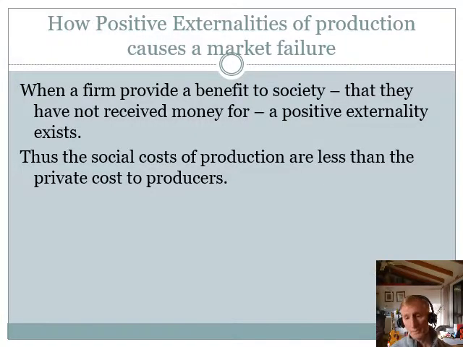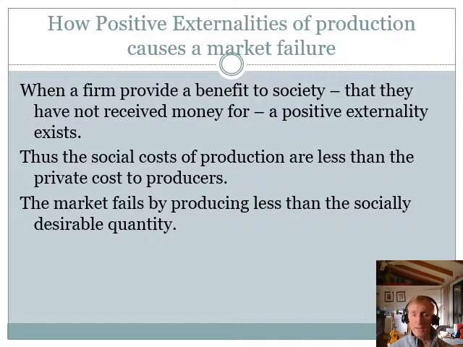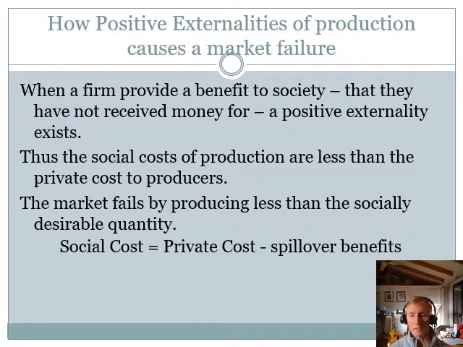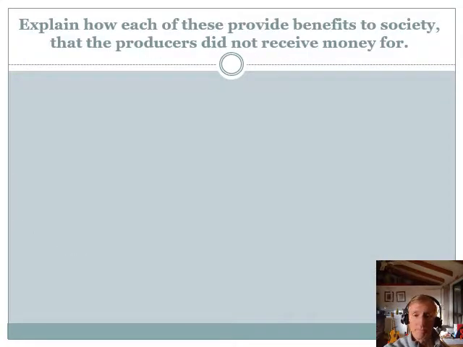So where there is a benefit to society, the cost is being reduced. And therefore, what's actually failing here is that we're not producing enough. That's basically it. It's not socially desirable to produce so little. And we calculate the social cost, therefore, as the private cost of the producers, and then you subtract the benefits to society.